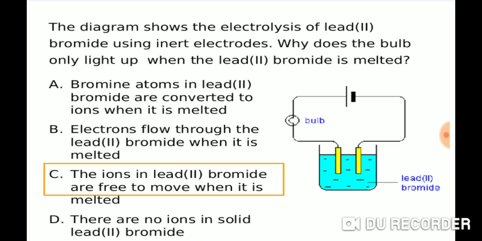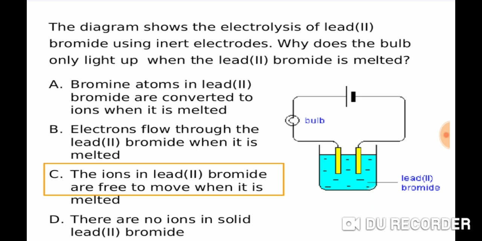The diagram shows the electrolysis of lead bromide using inert electrodes. Why does the bulb only light up when the lead bromide is melted? We know that lead bromide, when it is in molten state, contains ions, and those ions are free to move. So they have given the options.